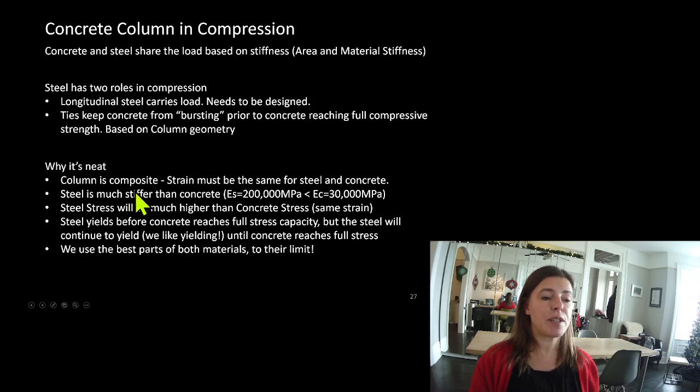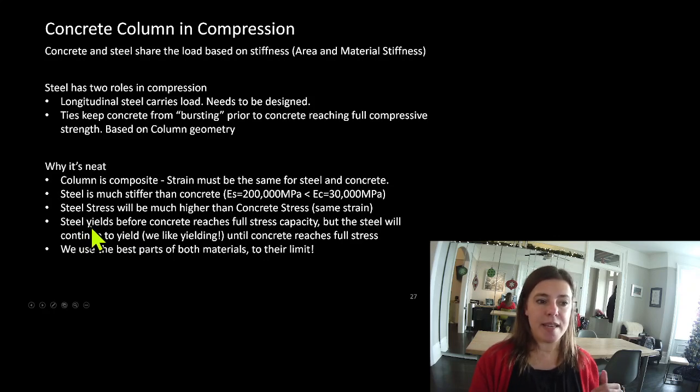The steel is much stiffer than the concrete, so the steel stress will be much higher than the concrete stress. They have the same strain, but they have different modulus of elasticity, which means the stresses must be different. The steel stress is much, much higher, but the steel has the capacity to take a higher stress. The steel will hit its yield stress prior to the concrete reaching its F prime C.